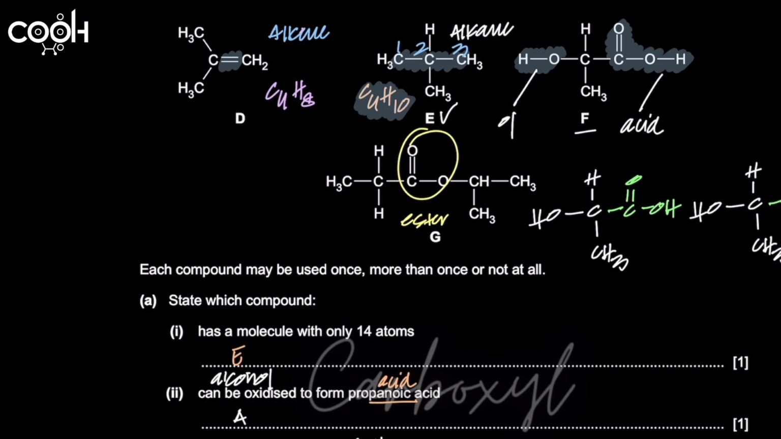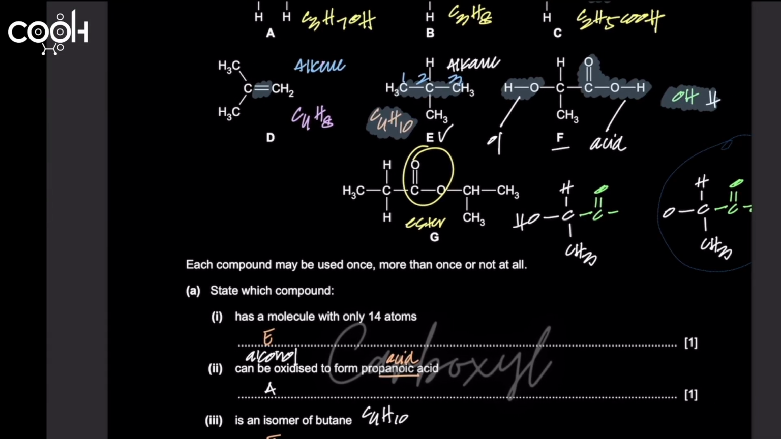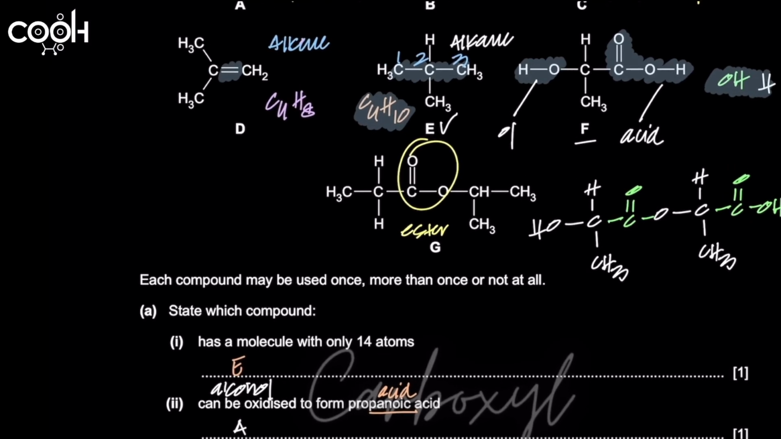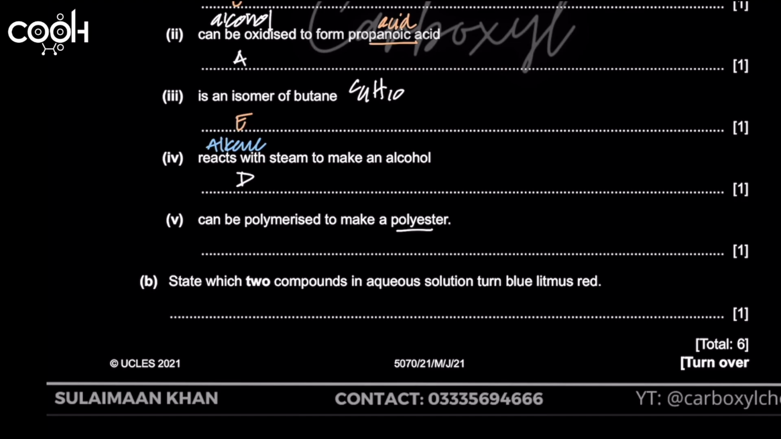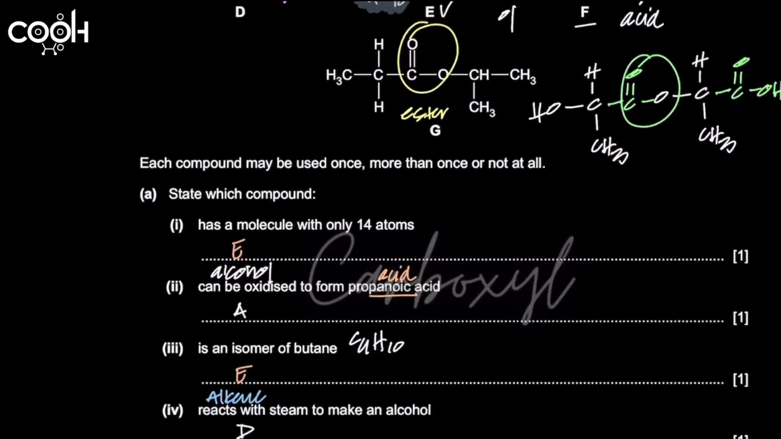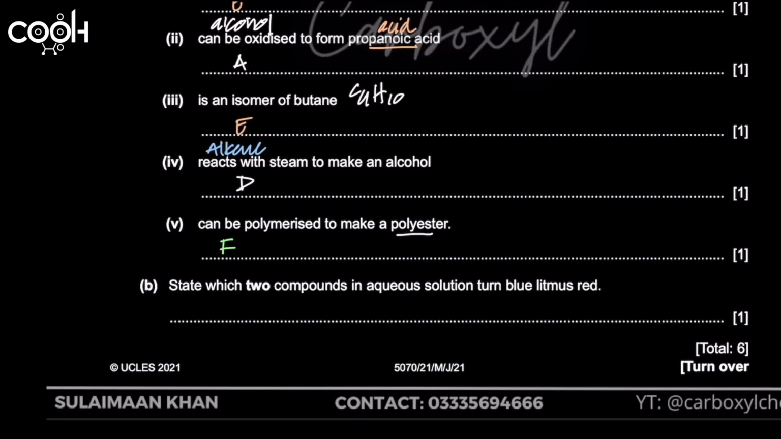So the carboxylic acid functional group loses the OH and the alcohol loses the H. So once this OH is lost and this H is lost, obviously the condensation reaction is going to take place, and you're going to get your polyester, because this is the ester linkage that forms right here. But who cares, right? So that's which compound was this? This was compound F. And then in the end, state which two compounds in aqueous solution turn blue litmus red.